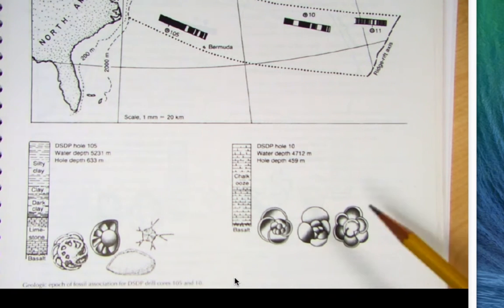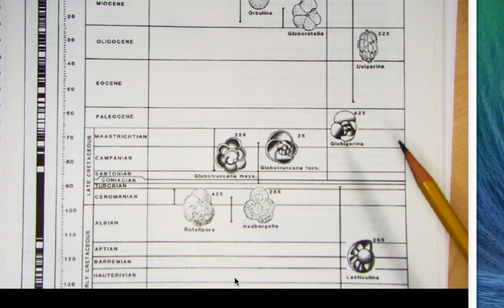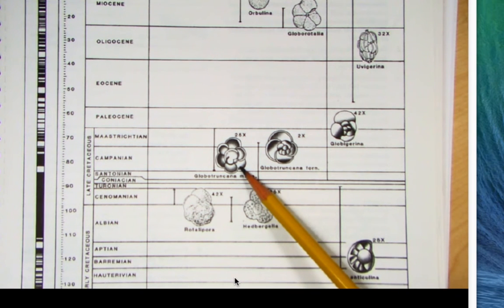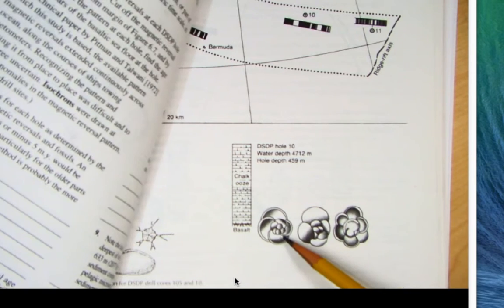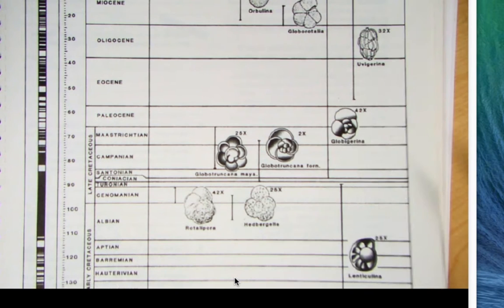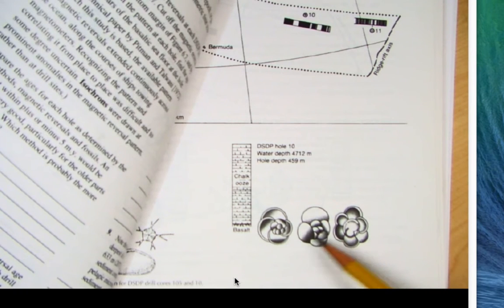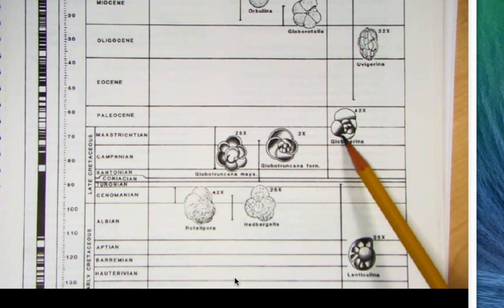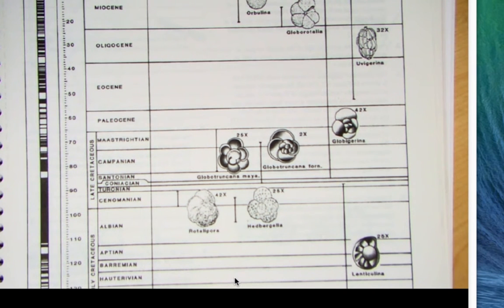And so if we look at the age, we see that those 3 fossils include this Globotruncana maya, Globotruncana foran. So there's maya and foran, these 2 here, and then this one here, which is Globigerina, and here's Globigerina. So it's these 3: Globigerina and the 2 Globotruncanas, right? And so our job is to figure out the age range of these, using fossil succession.